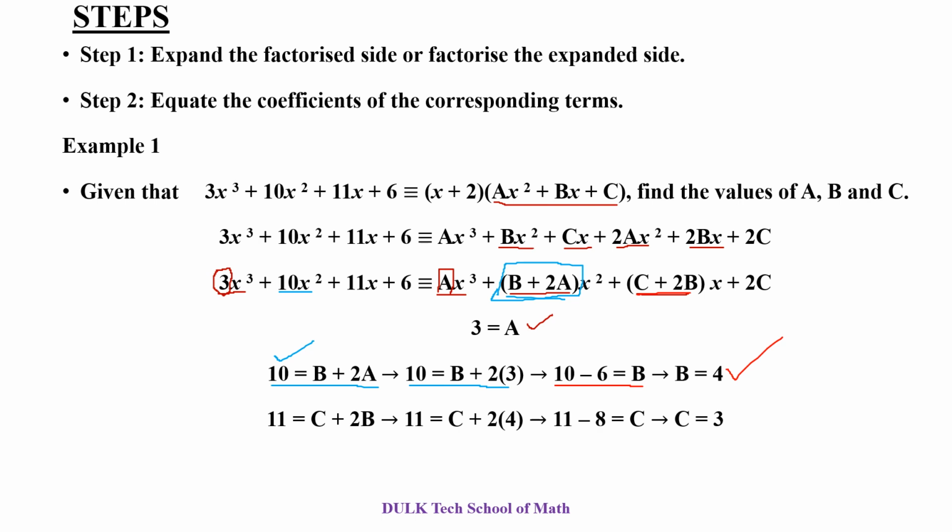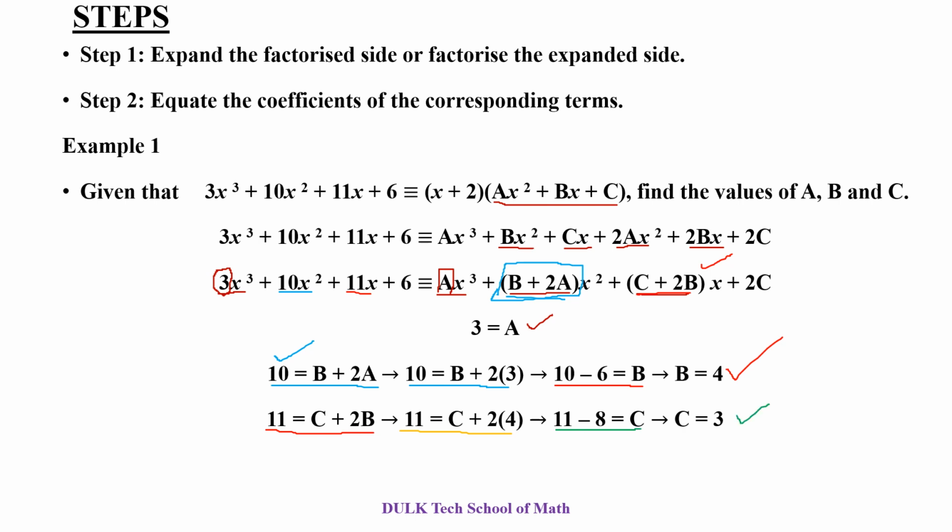Let's move on to the last unknown, which is c. We can compare the coefficients of x on the right hand side and x on the left hand side. On the left hand side, the coefficient of x is 11, and this is equal to the coefficient of x on the right hand side, which is c plus 2b. We end up having 11 equal to c plus 2b, but we now have the value of b, which is 4. So we are saying 11 is equal to c plus 2 times 4, which is 8. Taking 8 to the left hand side, 11 minus 8 is equal to c. Hence, c is equal to 3.